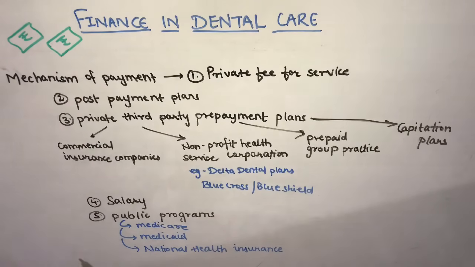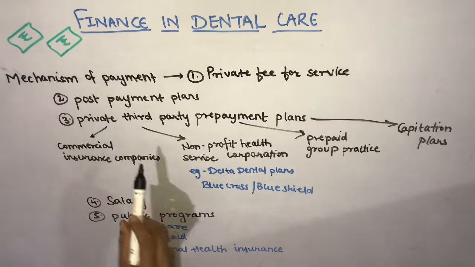The most commonly used mechanism of payment was private fee for service. So basically you're just paying for whatever treatment you're getting done, at that time only. It is not possible for every person to pay those fees if the treatment cost is too high. So to ease the cost of the treatment, various mechanisms were introduced.